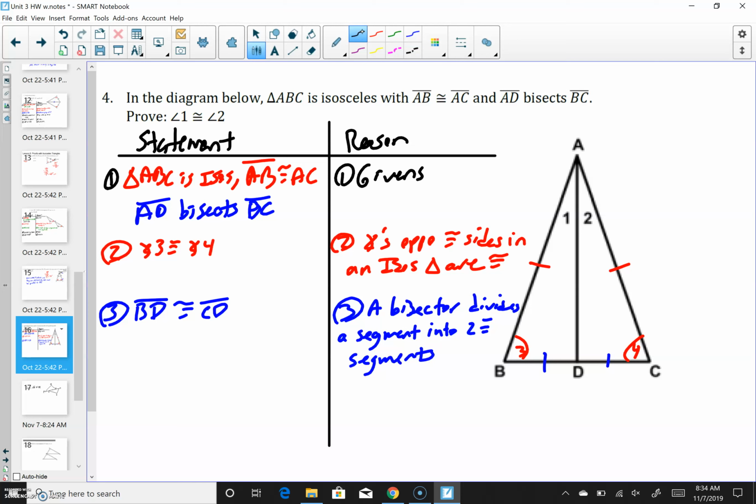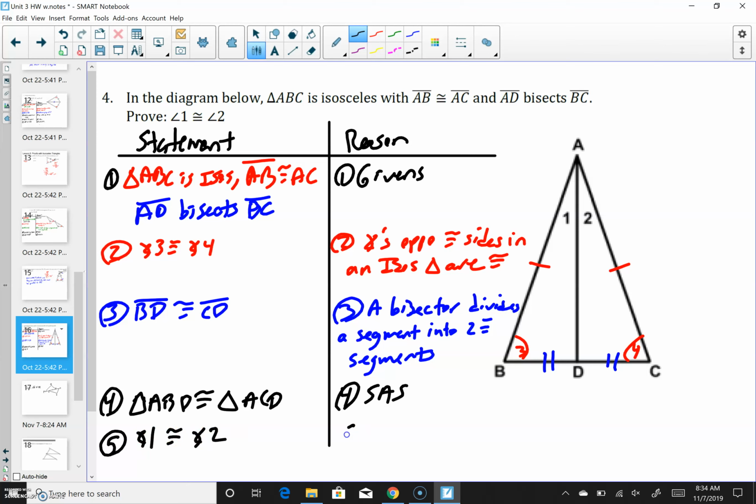So now we have enough information to prove our two triangles are congruent, and actually these should have 2 slashes. We already used 1. So we have side, angle, side in each of our triangles. So step 4, triangle ABD is congruent to triangle ACD, side, angle, side. And then our last piece will be that angle 1 is congruent to angle 2, and we will go with CPCTC.